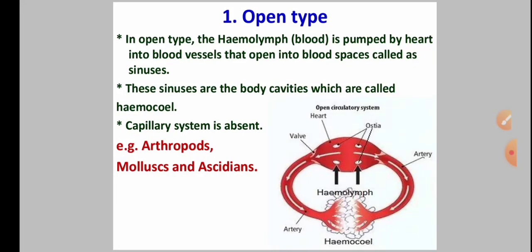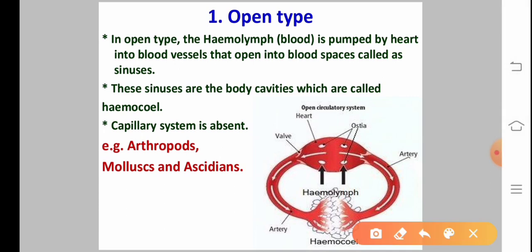Open type. In open type, the haemolymph or blood is pumped by the heart into the blood vessels that open into the blood spaces called sinuses. These sinuses are the body cavities which are called hemocoel. Capillary system is absent here.